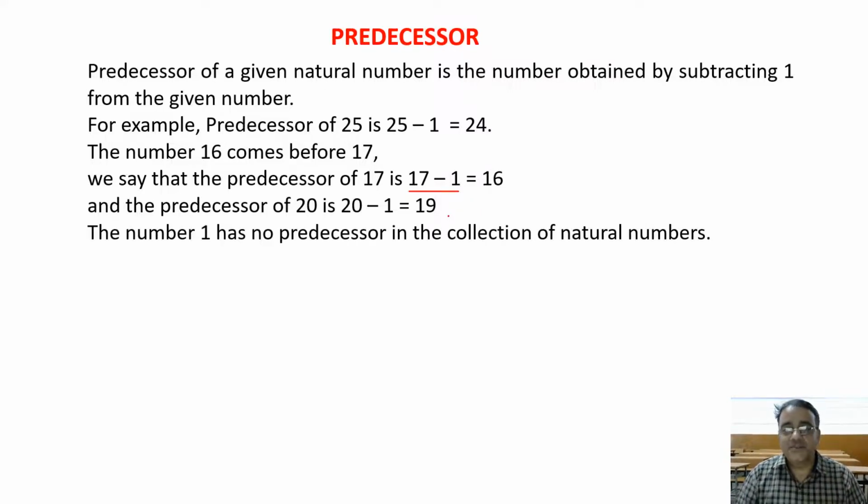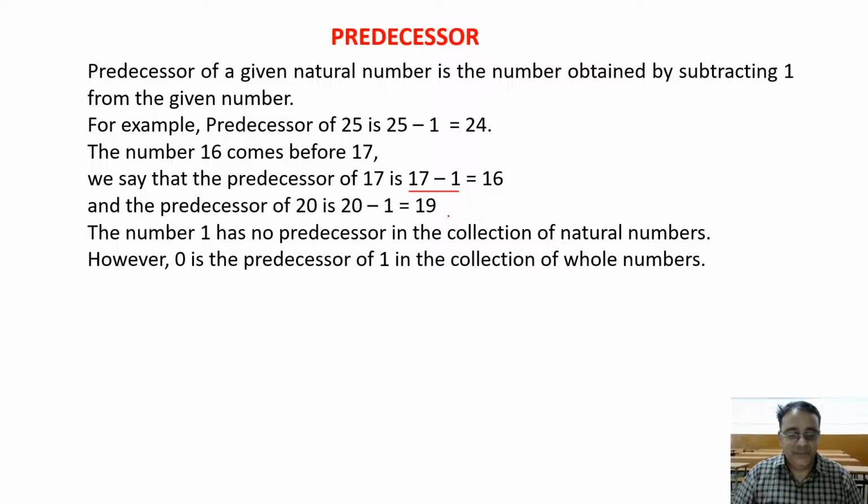So the number 1 has no predecessor when we are restricted to natural numbers. The number 1 has no predecessor in the collection of natural numbers. Similarly, the number 0 has no predecessor in the collection of whole numbers. Now this is very important. So we can say that 0 has no predecessor in the collection of whole numbers and 1 has no predecessor in the collection of natural numbers.